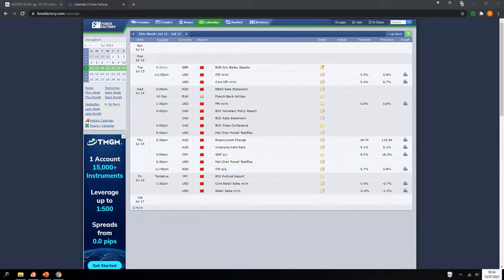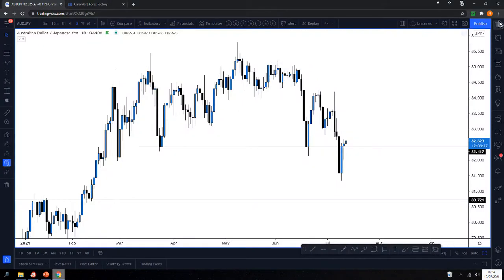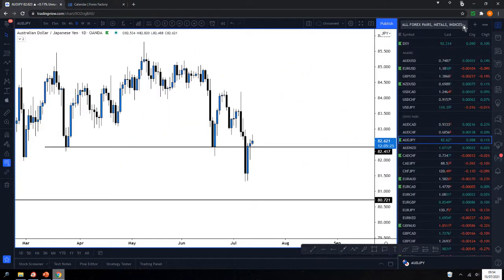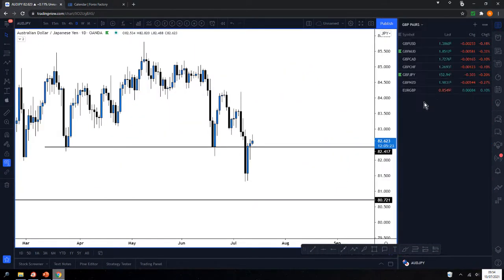Had some news already this morning from England, GBP, Bank of England. Governor Bailey spoke at 8:30 a.m. That wasn't on the high priority news list at the beginning of the week, so it was obviously added quite recently, and we've seen a little bit of a drop on GBP, but nothing major from what I understand.